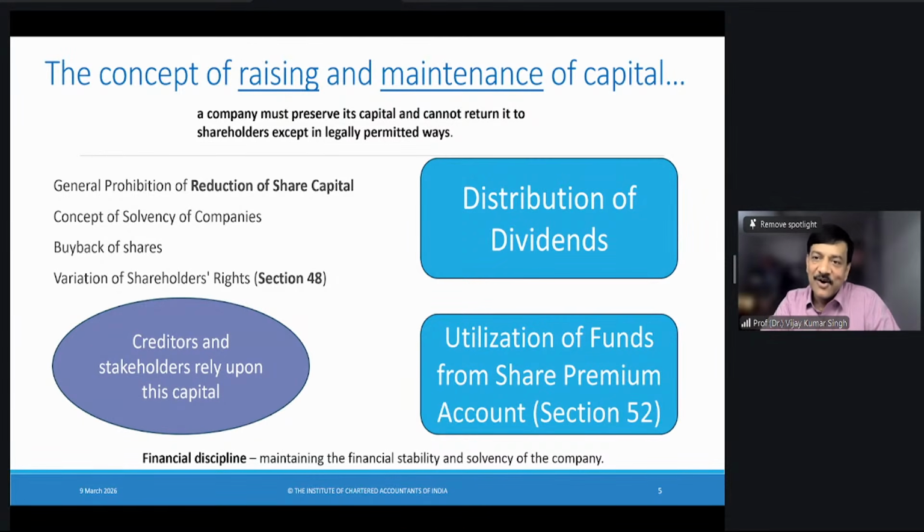One is the goodwill of the company with which it is working, and second is the financial stability or financial status. So any creditor or any person who is going to invest in a company is going to invest on the basis of the finances on the balance sheet.